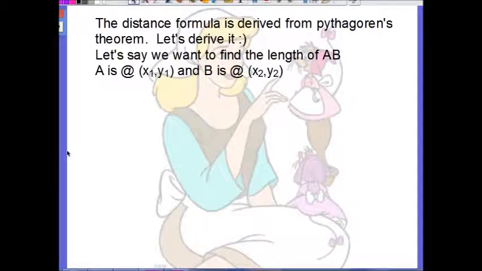So first we have to know that the distance formula is derived from Pythagorean's theorem. So let's derive it. Let's say we want to find the length of AB, and A is at x1, y1, and B is at x2, y2. Well, let's draw that out. So first thing, let's make a coordinate plane.